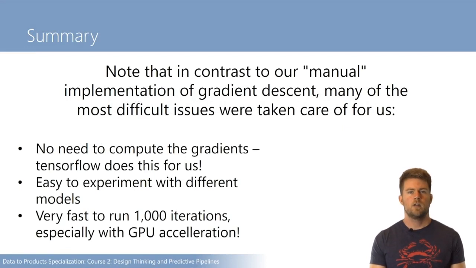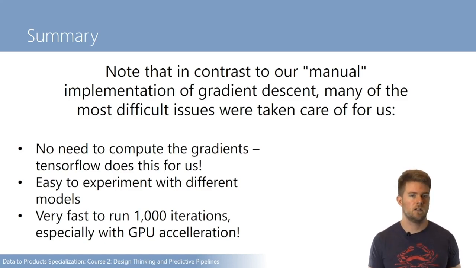Okay, so to summarize, in contrast to our manual implementation of gradient descent, TensorFlow took care of many of the most difficult issues. Most importantly, we didn't have to compute the gradients. We didn't have to write out any math. We just had to specify what the objective was, and TensorFlow actually computes the derivatives for us. So this makes it very easy to experiment with different models. Normally, if you're writing the code by hand, every time you make a small change to the model, you'd have to recompute the derivatives and rewrite the code for those derivatives. In TensorFlow, all of that's going to be done for you. Finally, it's very fast. I mean, even on a simple laptop, this took just a few seconds compared to my manual implementation, which was orders of magnitude slower. If you have GPU acceleration, it's going to be even faster.